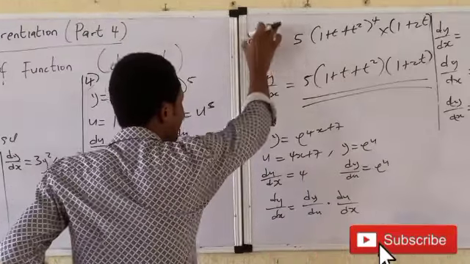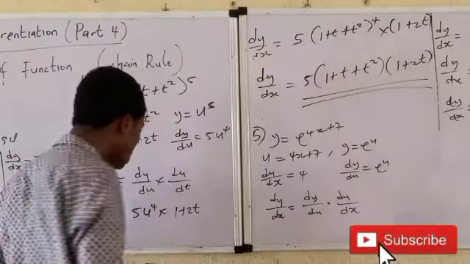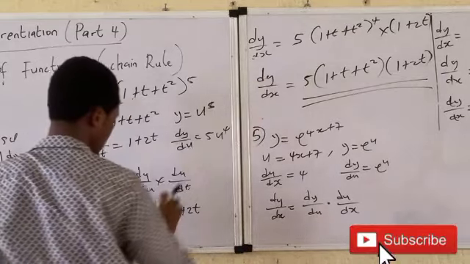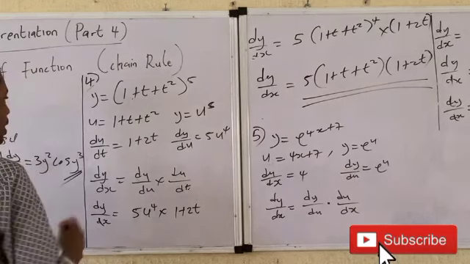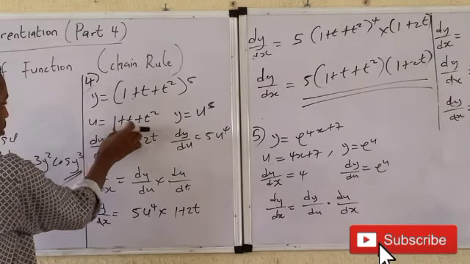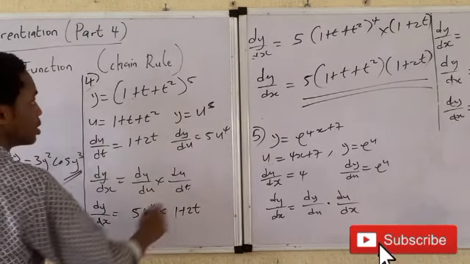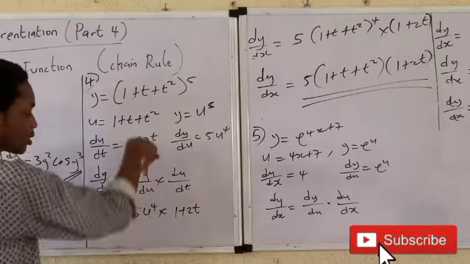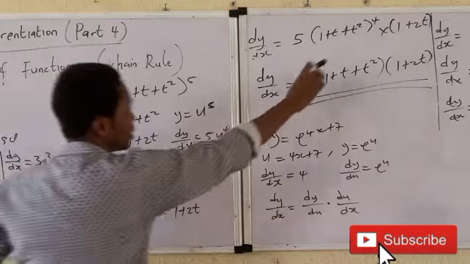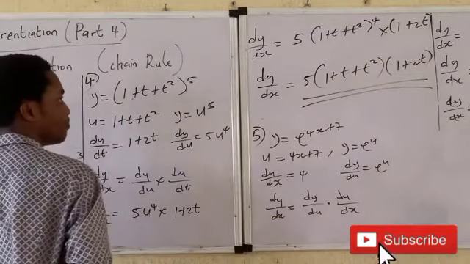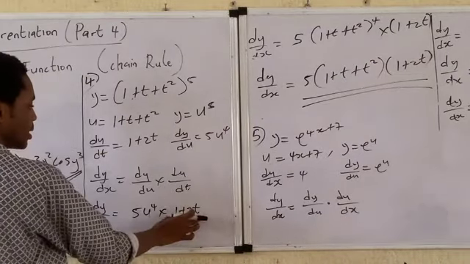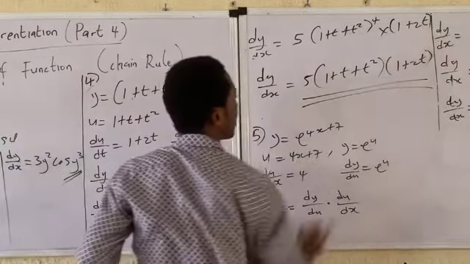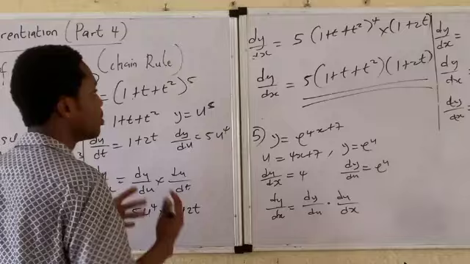Therefore, dy/dx equals 5. The 5 we have here. Our u is 1 plus t plus t raised to the power 2, which we have here. You know that this u is raised to the power 4. Now write the 4 here, times our du/dt, which is 1 plus 2t. Have it there. Now we multiply them.